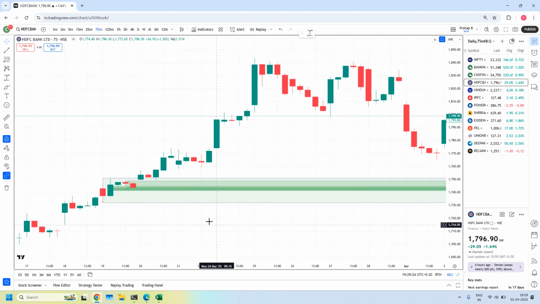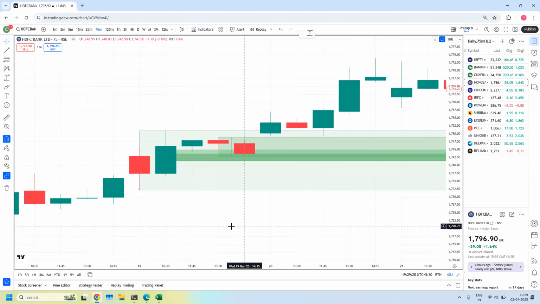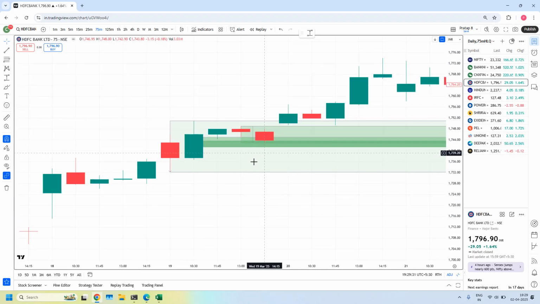Here we have a 75-minute zone. See how tricky the zone is. Observe carefully. You may think, where is the leg out here? Hidden zone. This is the hidden zone.